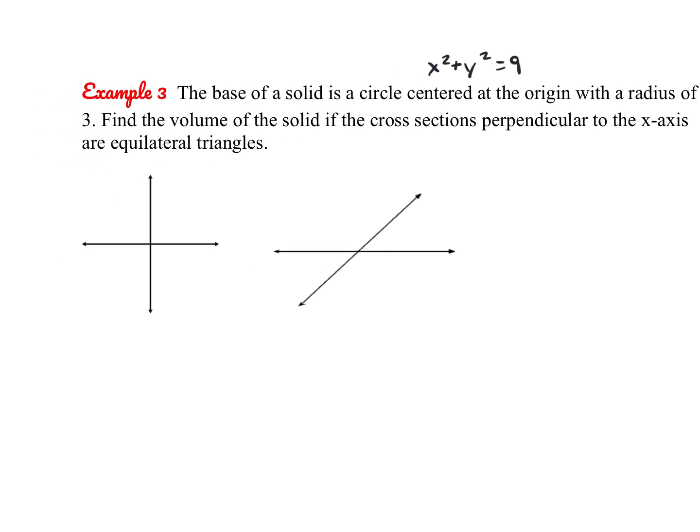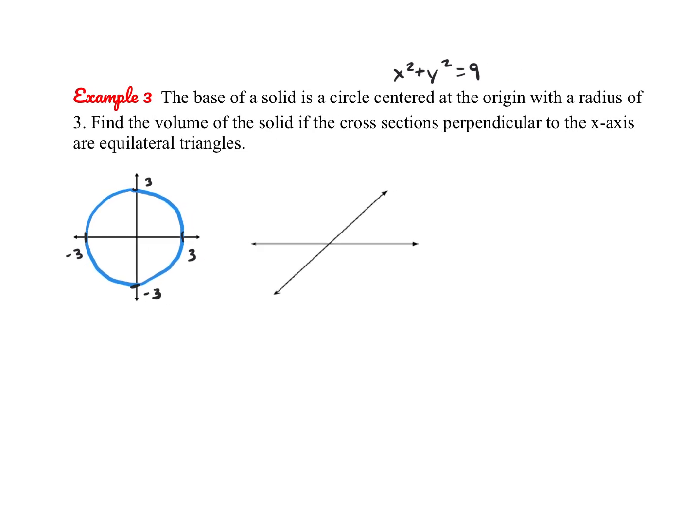So let's sketch that on our axis. Something like this. So 3, negative 3, 3, negative 3. Find the volume of the solid if the cross sections perpendicular to the x-axis are equilateral triangles. So first let's start by drawing a line that is perpendicular to the x-axis. So it looks like this. And those cross sections are all going to be, again, equilateral triangles.